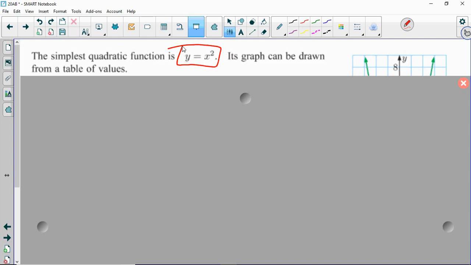We're going to translate it around the plane. We're going to stretch it. We're going to reflect it. We're going to do all that good stuff. But before we do, we're just going to take some baby steps.